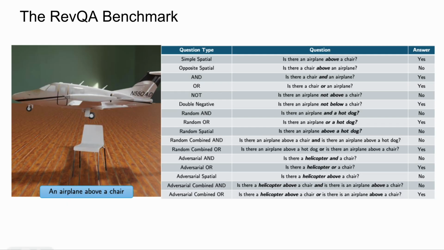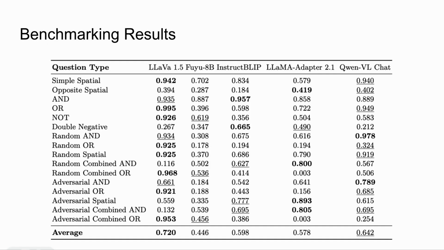We also developed the RefQA benchmark to evaluate the spatial reasoning abilities of multimodal large language models. Leveraging the determinism of the ReVision pipeline, we construct a new visual question answering benchmark where each question consists of negation, conjunctions, and disjunctions. For each image, we create 16 question types to evaluate a combination of spatial and logical reasoning abilities.